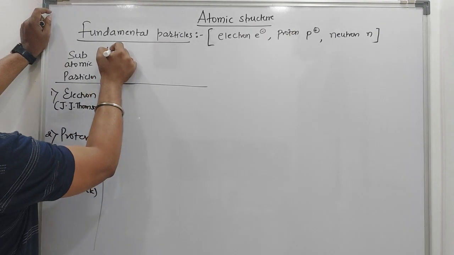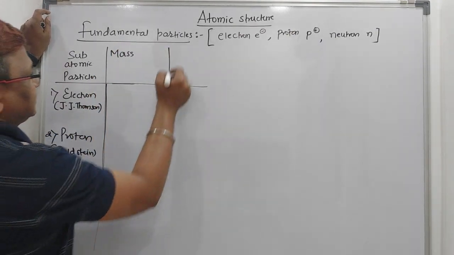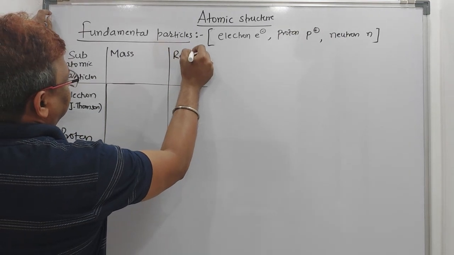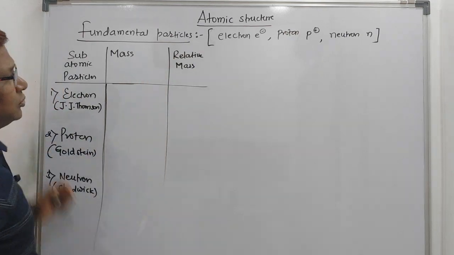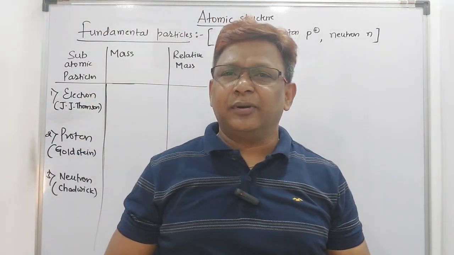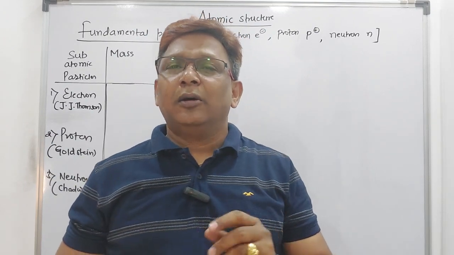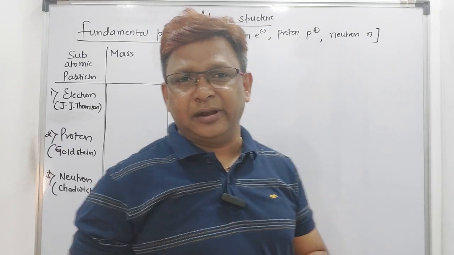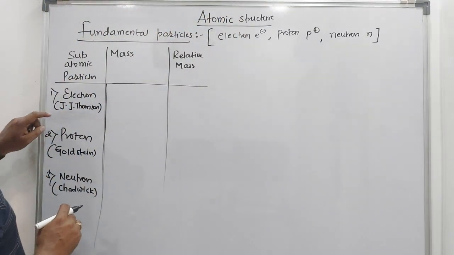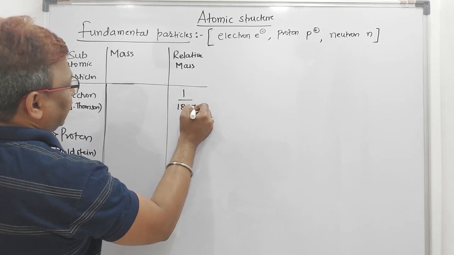So two are there. One will be called mass and another one will be called relative mass. So what is the mass and what is the difference between the mass and the relative mass? Relative means we are considering proton as one particle, and compared to proton, what is the mass of the electron? For example, the relative mass of this electron is 1 by 1837 times.